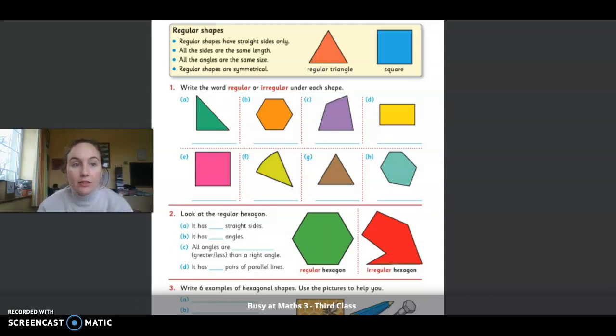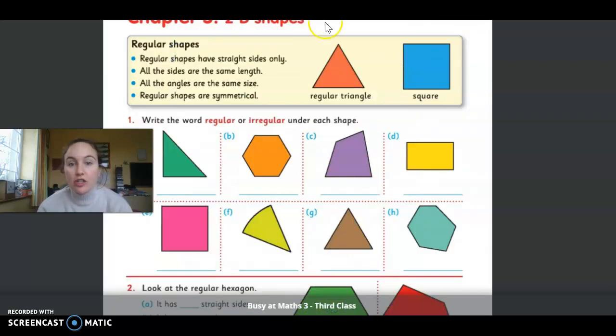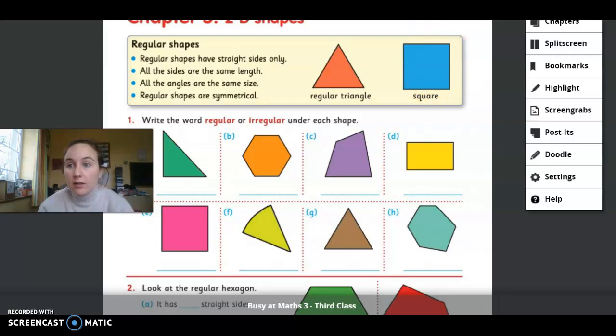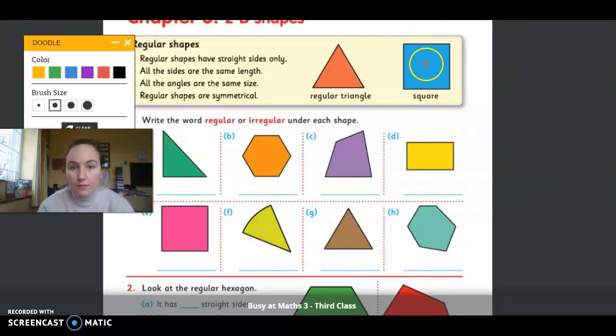So they're looking at two regular shapes here at the top of the page, a regular triangle and a regular square. Okay, so you can see in this triangle and in this square, they're all straight sides. All the sides are the same length. All the angles in here are the same and they are both symmetrical. Okay, so if I drew a line down the center of the shape, it would be the same on either side.